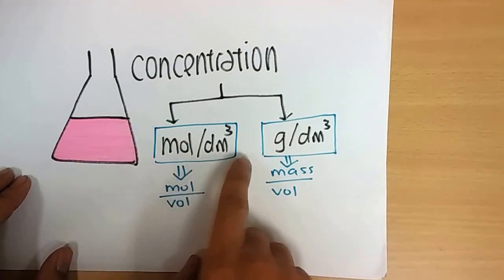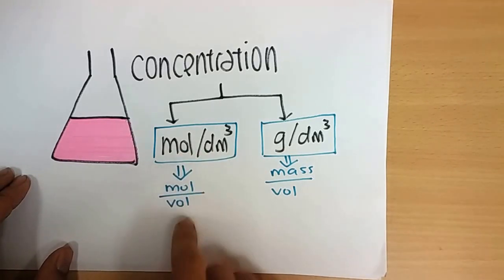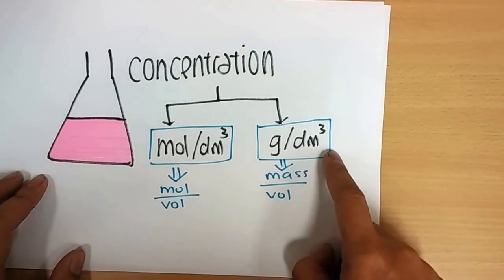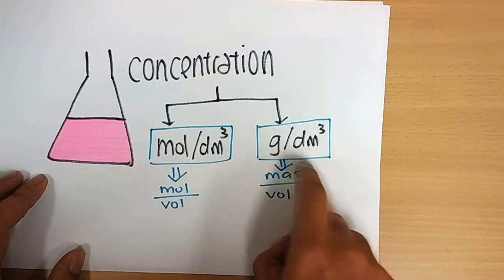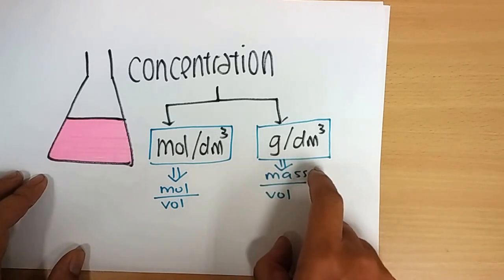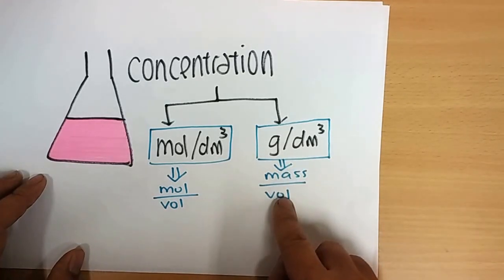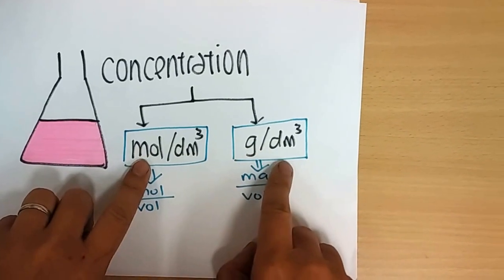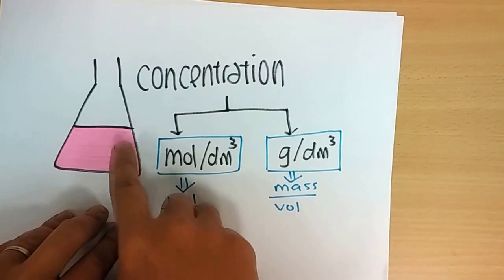Now when someone is telling you about moles per dm cube, it's basically how many moles in 1 dm cube, or moles per volume. Grams per dm cube looks similar to what is taught in physics, density, mass over volume. So in this case, instead of how many moles, we're talking about the mass per unit volume. Both represent concentration, and concentration usually is about acid or alkaline.